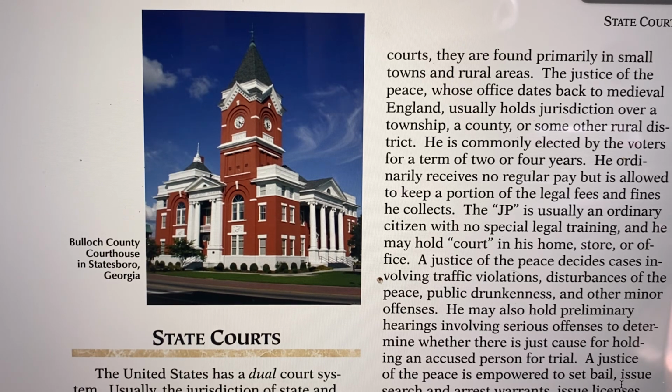So the justice of the peace today, there's not too many of them left, and we'll see basically why. They would be elected for like 2 to 4 years. They had no regular pay. So basically the county or the town would pay as they saw fit to pay a JP, but they weren't recommended any regular pay. They usually were just an ordinary citizen. Some of them didn't even have any legal training, so a lot of them were not lawyers.